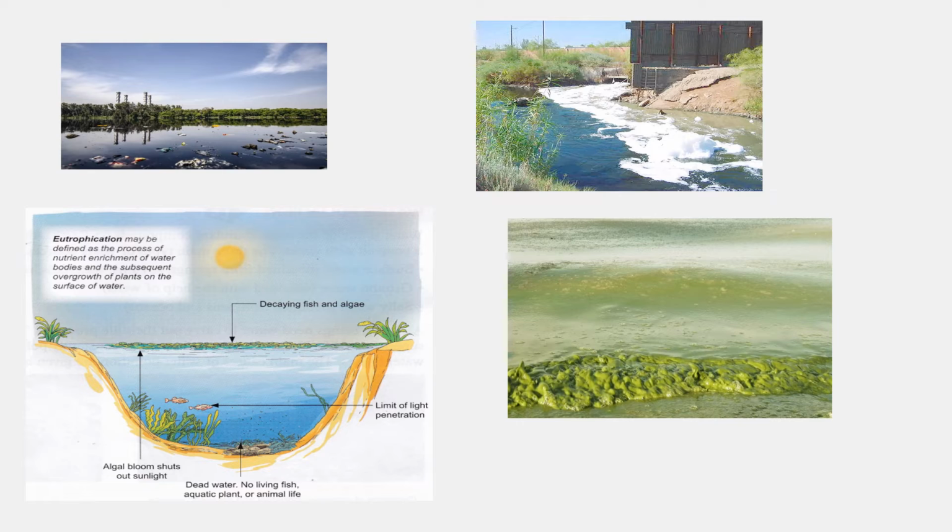Are you clear? So this is a representation for eutrophication. I hope you understand. So these are the 4 diagrams. Just understand the images. First 2 show water pollution formation. The fourth is on the algal bloom. The next one is eutrophication, which may be defined as the process of nutrient enrichment of water bodies and the subsequent overgrowth of plants on the surface of water. Are you clear? Just go through.